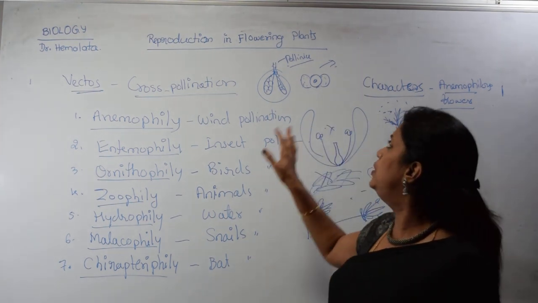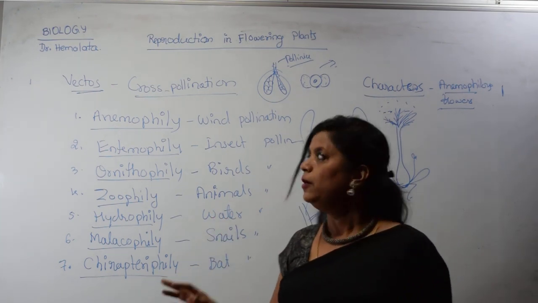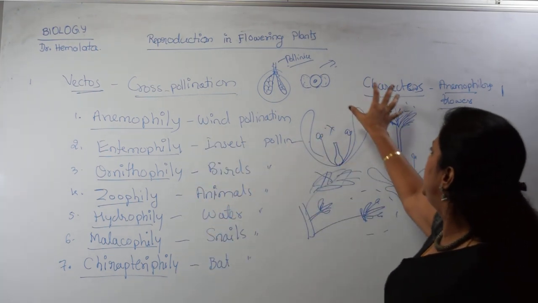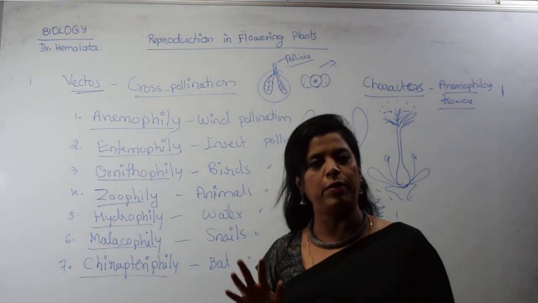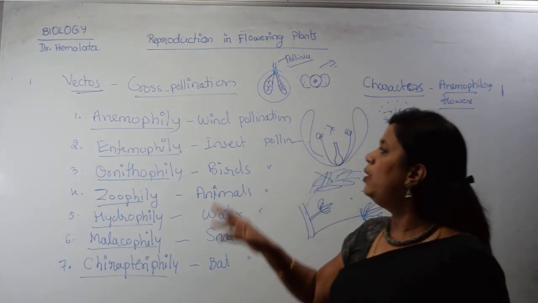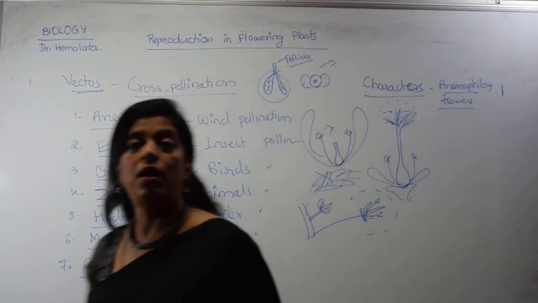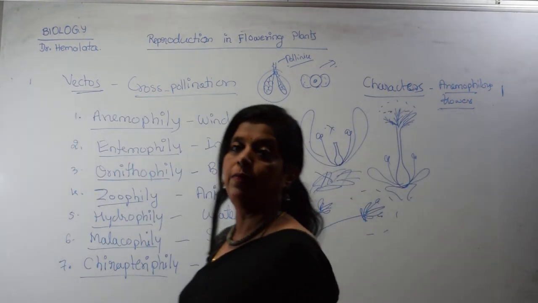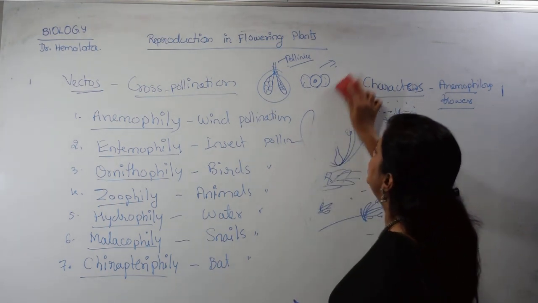Okay, so now these are the wind pollinating characters. First you list these, then separately you have to write the characters of wind pollinating flowers, which is a 3 or 4 or 5 mark question. Okay, now I will give you an explanation about the entomophilous flowers or the pollination through insects.